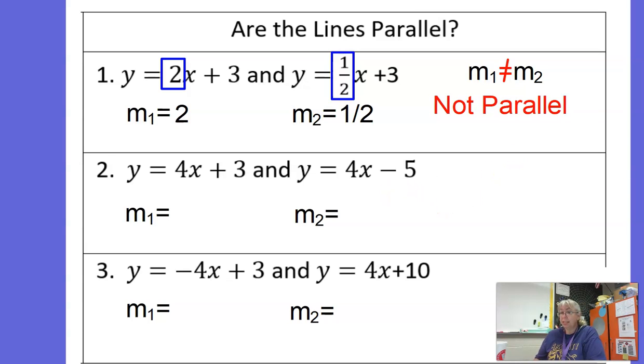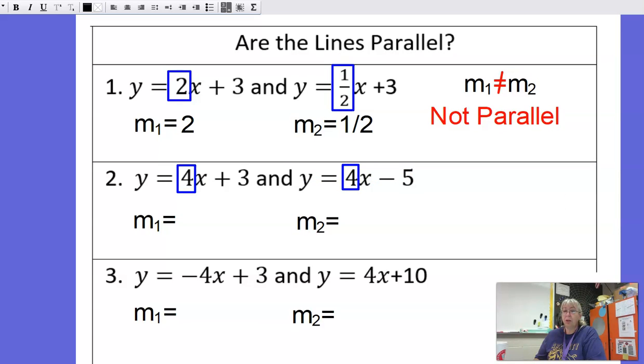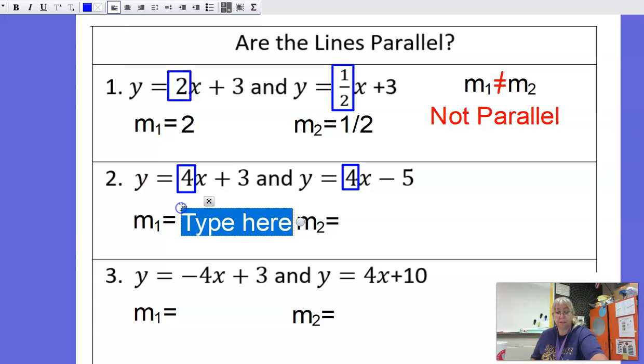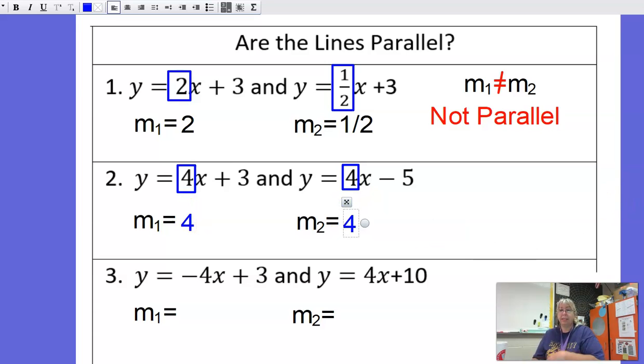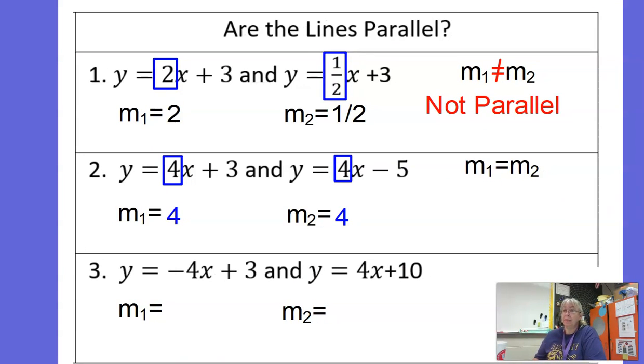Let's look at our second example. My first slope is 4, and my second slope is 4. So both slopes are 4, and that makes them the same. So we're on a roll. But in order to be parallel, we need the y-intercepts to be different. My y-intercepts are the constants.